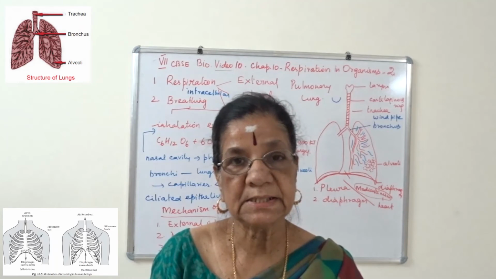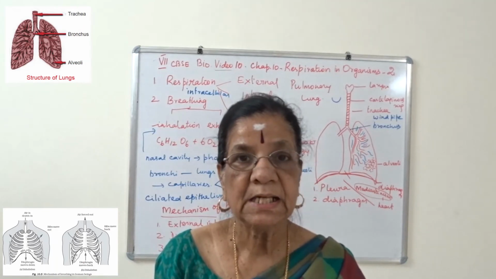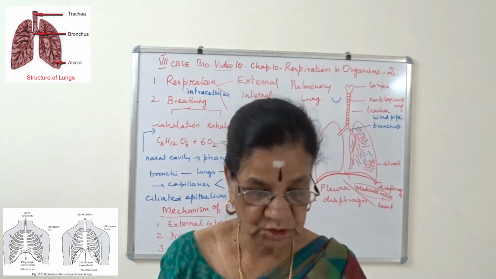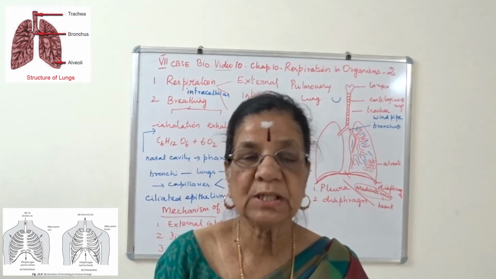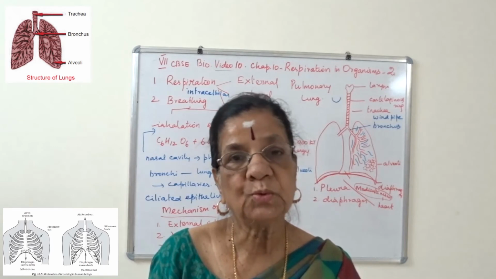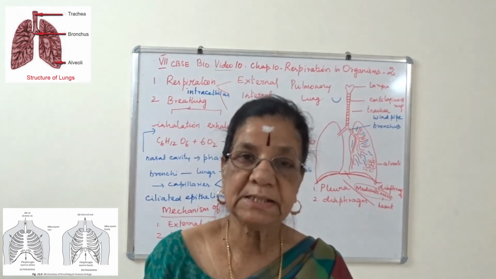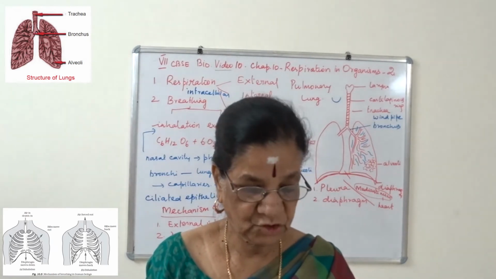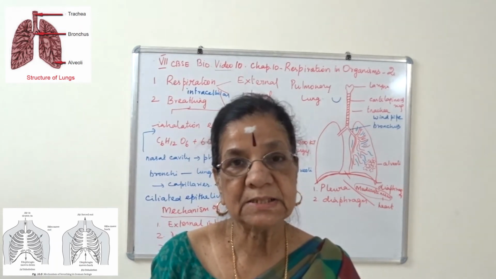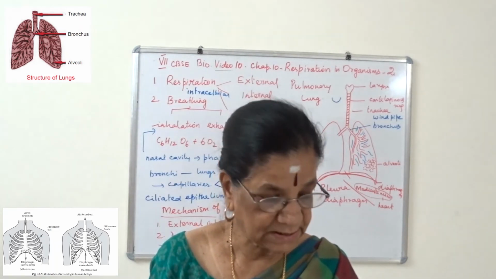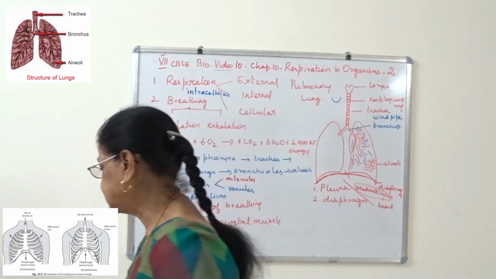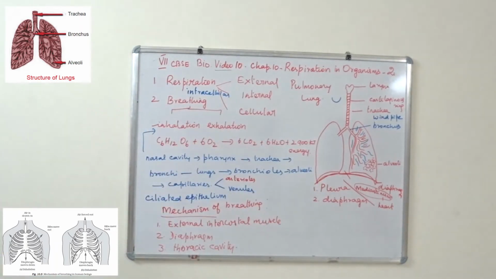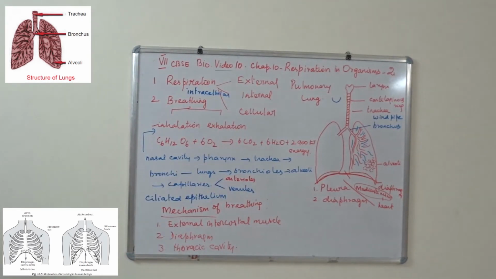And during exhalation, the diaphragm relaxes and moves up to its original position, and the muscles of the ribs relax and the ribs move inwards. Now during exhalation, the internal intercostal muscle will contract. Right? And as a result, the size of the chest cavity decreases and the lungs contract, and carbon dioxide rich air will be sent out. That is for exhalation. I hope you follow this.